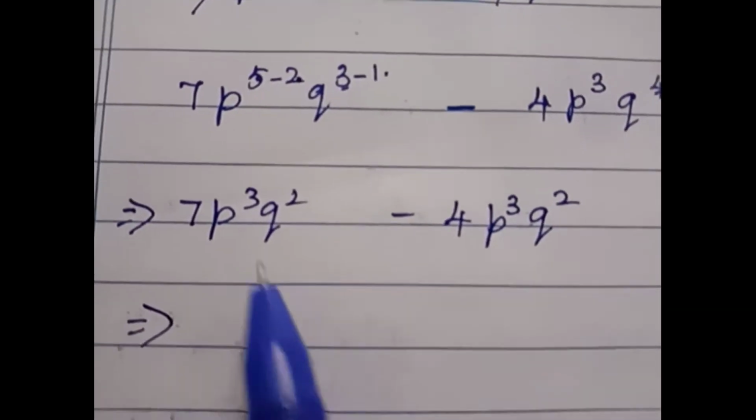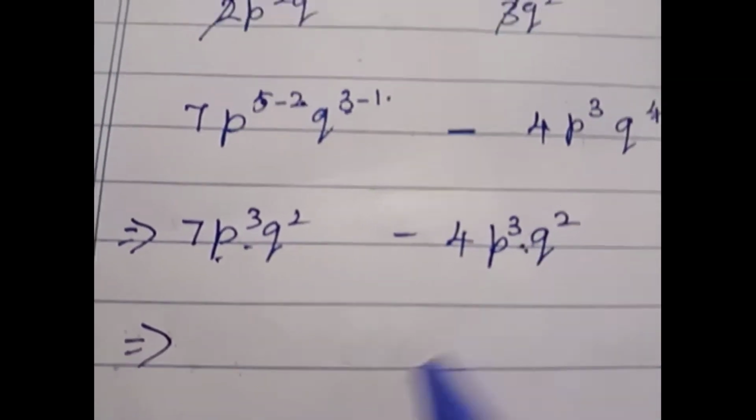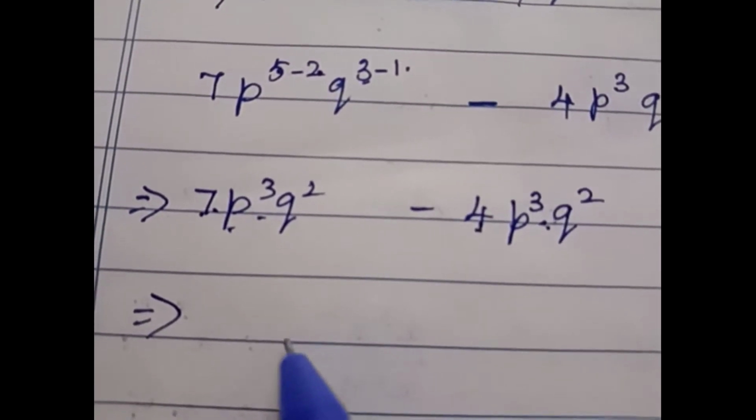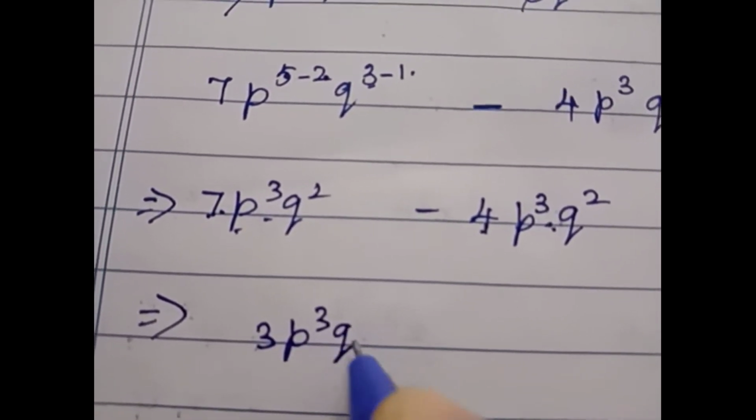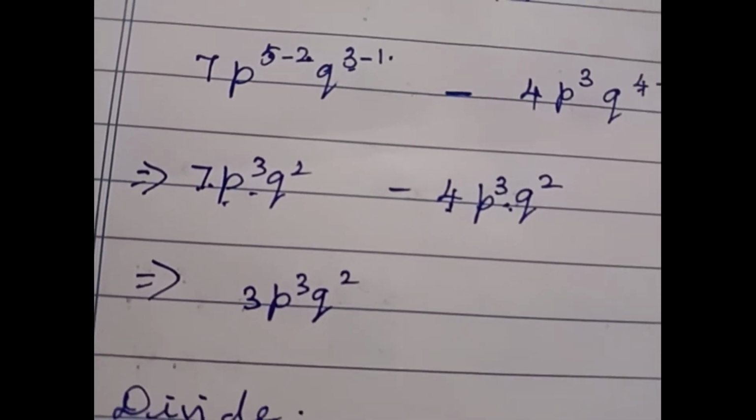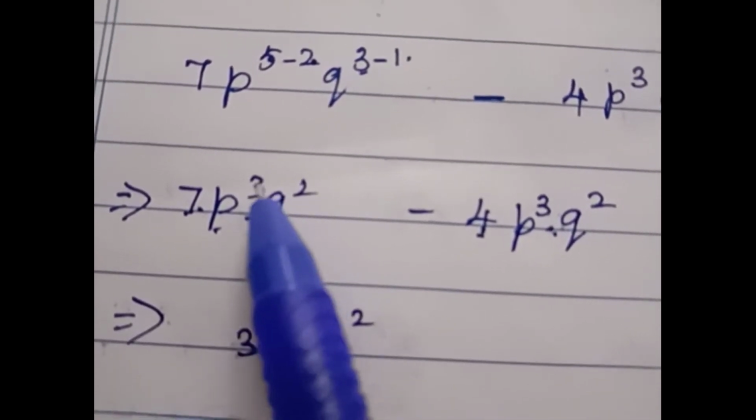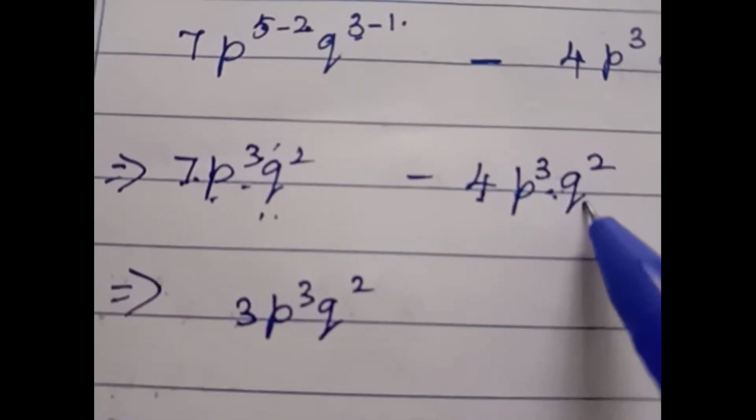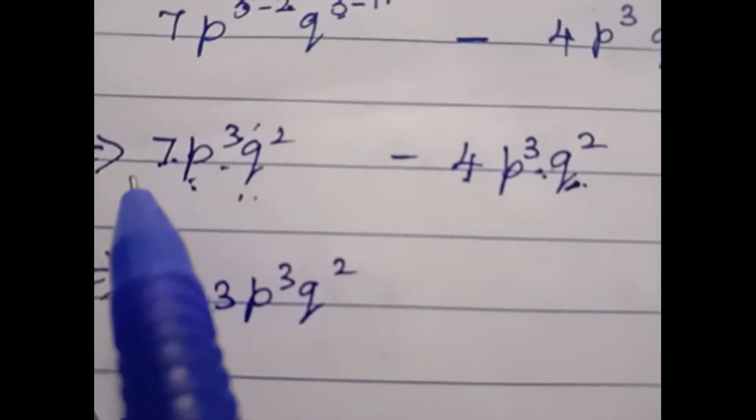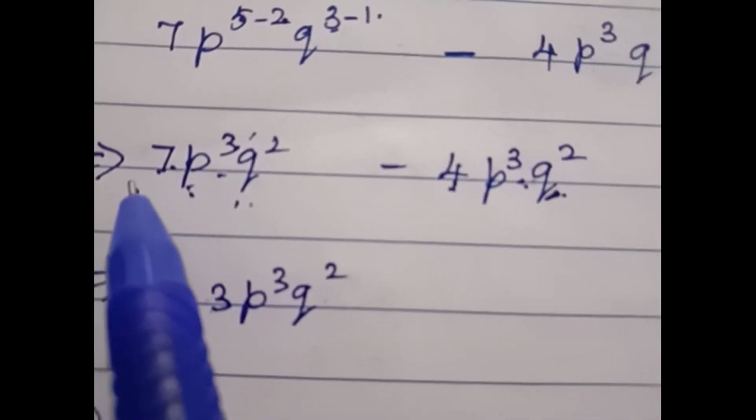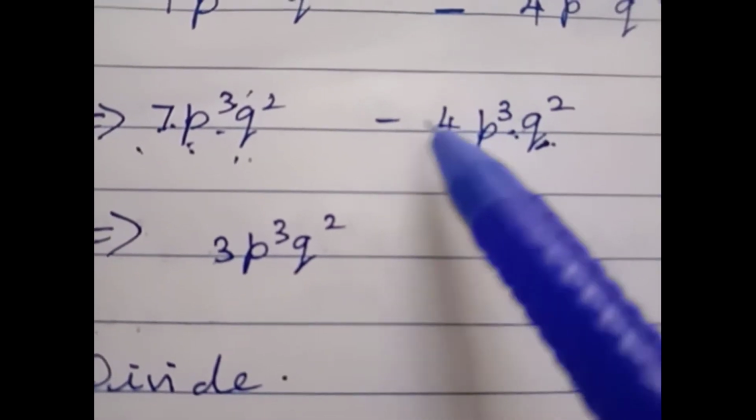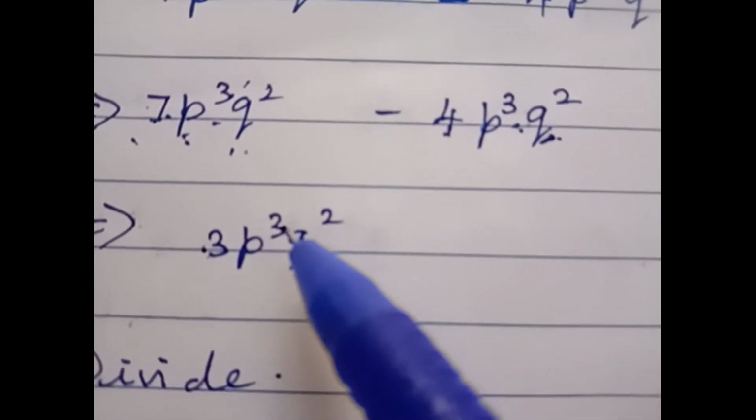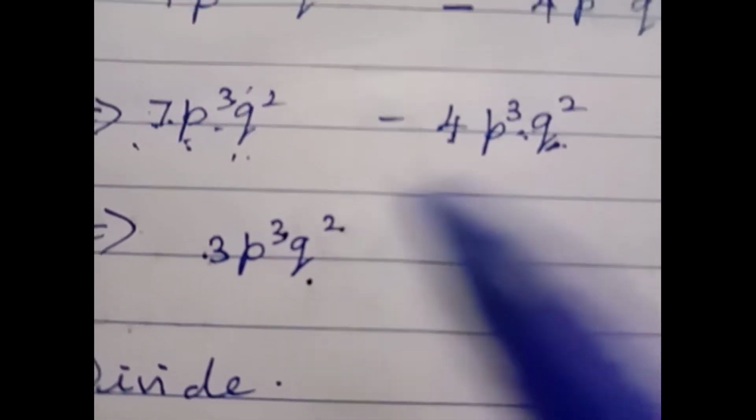Then if you see here, both are like terms. So you have to subtract them. 7 minus 4 is 3. 3 p cube q square. Like terms means the variable and the power should be the same in both the terms. And if it is an alternate sign, we subtract, and the greater number's sign is plus, so plus 3 p cube q square.